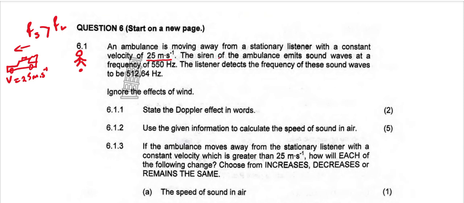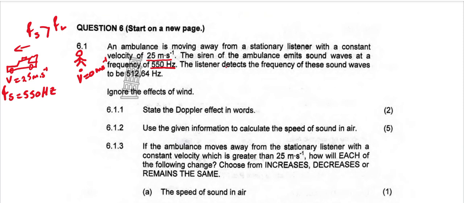The siren of the ambulance emits sound waves at a frequency of 550 hertz. The frequency of the sound source is 550 hertz. Here the velocity of this person is zero because he is stationary. This person's name is Achieve.